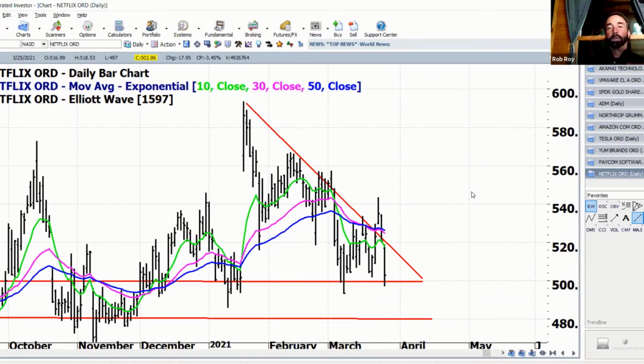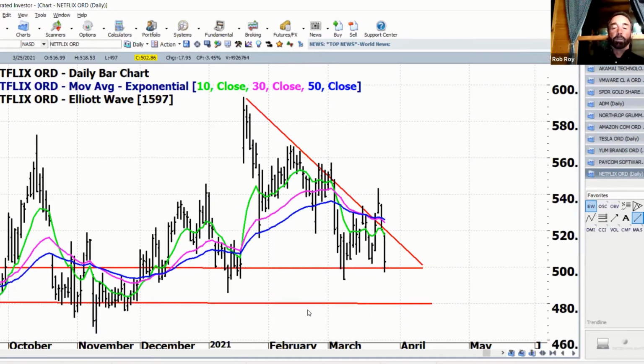The truth is, the data proves that triangles can break either direction. It doesn't matter whether it's ascending, symmetrical, or descending. They can go either way. So it means it's going to break out. It doesn't necessarily mean it's a downside breakout.